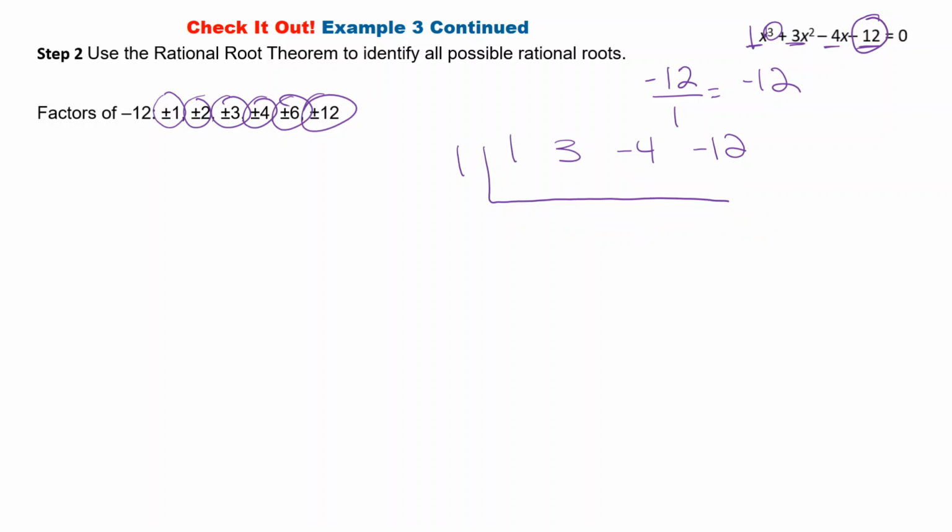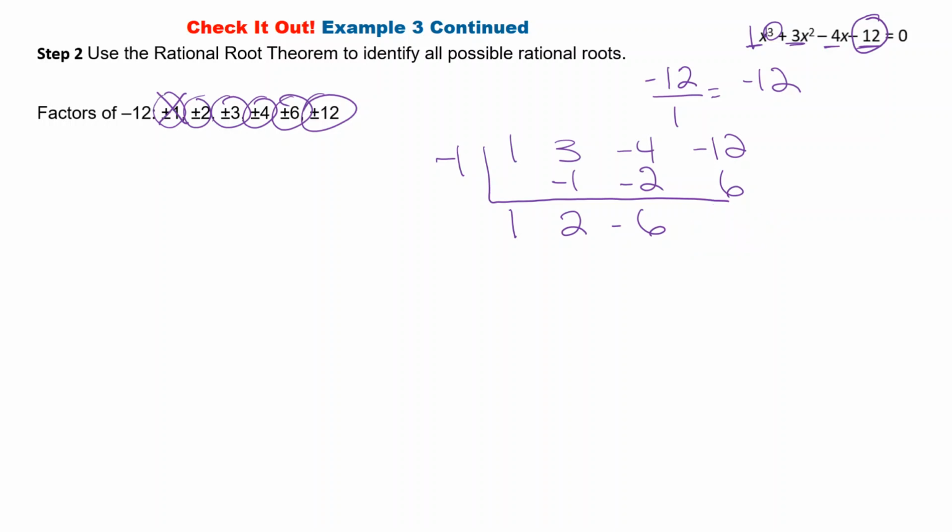This time, let's try negative 1 and see if that's any better. Again, bring the 1 straight down. Negative 1 times 1 is negative 1. That's going to be negative 2. That's negative 6. That's positive 6. Again, we don't have a remainder of 0. We have a remainder of 6. So we can go ahead and cross out positive 1 and negative 1 from our list.